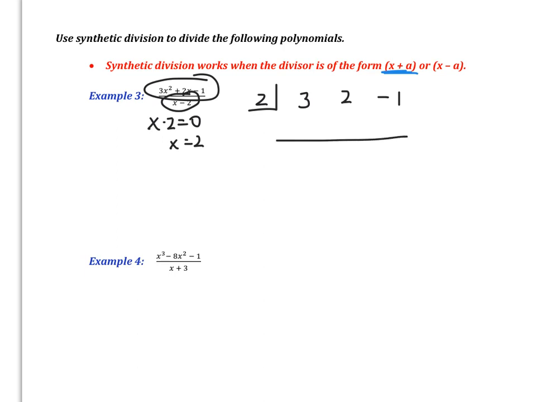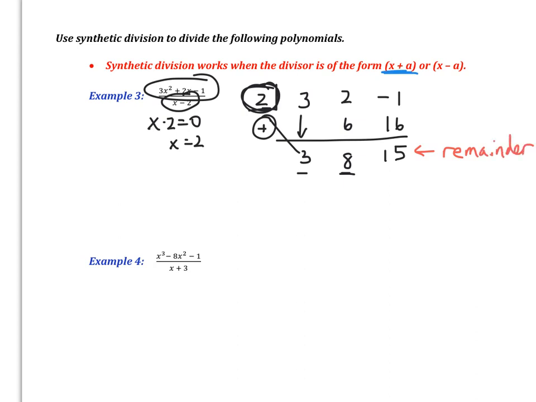All right, you always bring the first number down, and then remember, you take the number that is in the box and multiply it by the number that is underneath the line. So 2 times 3 gives us a 6, and we put the answer here. Okay, and then you're always adding. So 2 plus 6 gives us 8. We take the number in the box, we multiply by the number underneath the line. 2 times 8 is 16, and then we add. So negative 1 plus 16 gives us a 15. The very last number that you come across here is known as your remainder.